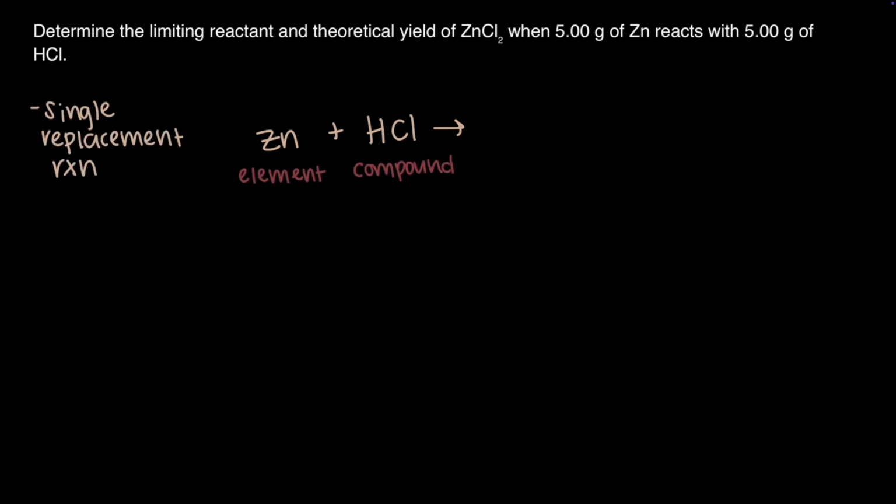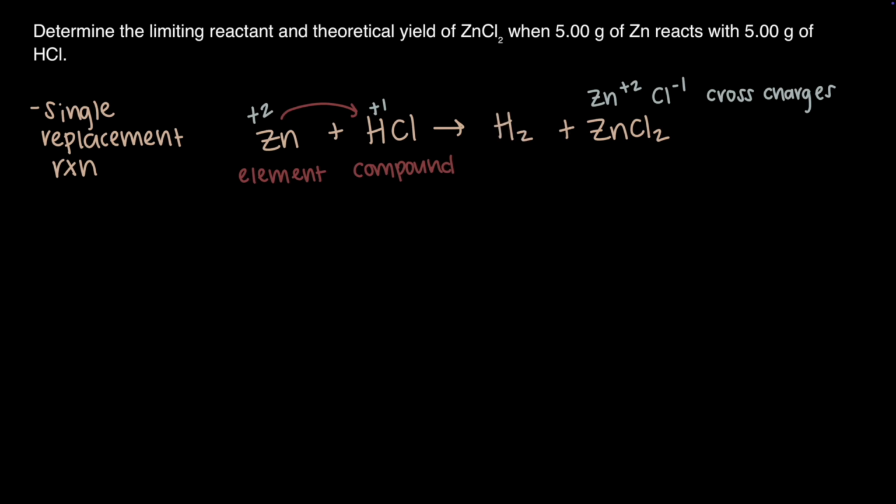Determine the limiting reactant and theoretical yield of ZnCl2 when 5 grams of zinc reacts with 5 grams of HCl. The problem mentions a reaction, so we have to first write the balanced chemical equation. When an element and compound react, this is a single replacement reaction, and the element of the same charge as one of the elements in the compound replaces it to make a new compound. Zn has a +2 charge and H has a +1 charge, so Zn will replace H and bond with Cl. Creating the new ionic compound, Zn2+ and Cl- will cross charges to create ZnCl2. H is a diatomic element, so alone, the other product will be H2. To balance, we need 2 HCl.